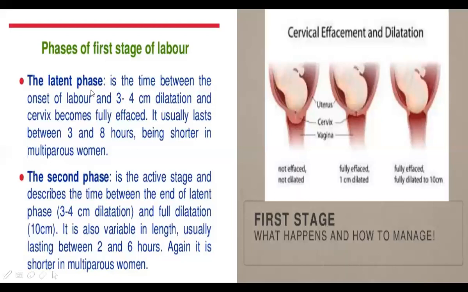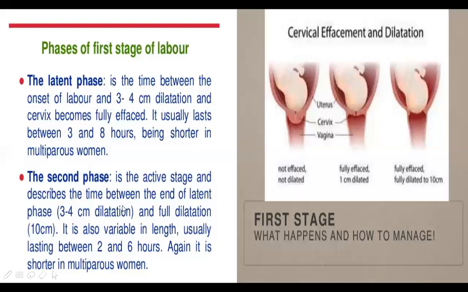So what is it? This one is the latent phase. It is the time between the onset of labor and cervical dilatation up to 3 to 4 centimeters. And it usually lasts between 3 and 8 hours, being shorter in multiparas. If it is a multipara, definitely the time becomes less.